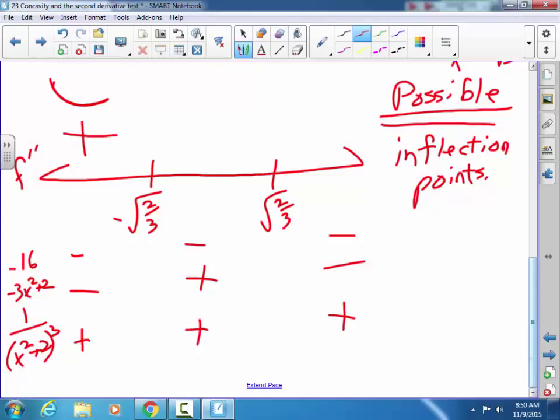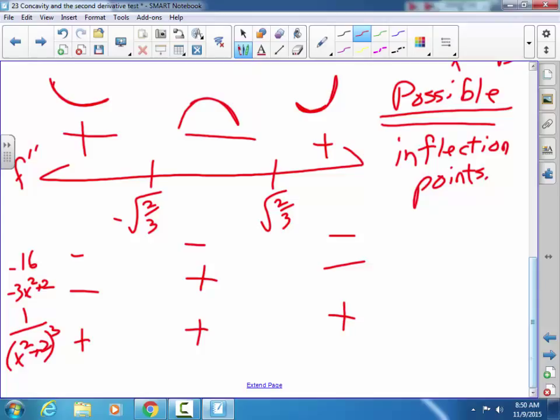What do we know about in here? We've got 2 positives and a negative multiplying. So the sign of the second derivative is negative. So it is going to be concave down. It has some kind of down curve to it. And what do we know here? We've got a positive times 2 negatives, so it's going to be back positive. So it's got to, again, be concave up, something like this.